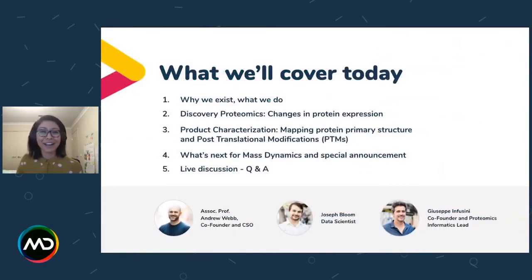We've got a jam-packed agenda today, and this is how we're going to work through it. So first up, we've got Andrew Webb. Now, Andrew is an associate professor at the Walter and Eliza Hall Institute, one of the founders of Mass Dynamics and our chief scientist. He's going to be sharing what he's learned across his mass spec journey and talk us through why Mass Dynamics exists, our approach, and the core principles that Mass Dynamics is based upon.